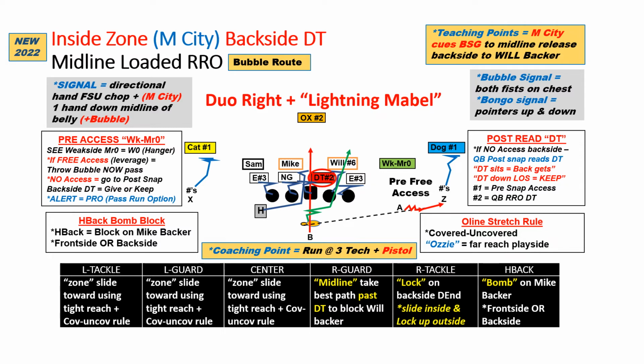You can see here, again, the bubble is a pre-snap access, and we're going to load block, meaning the backside tackle is going to block that defensive end, lock up. So it becomes an RPO, run option, give or keep.